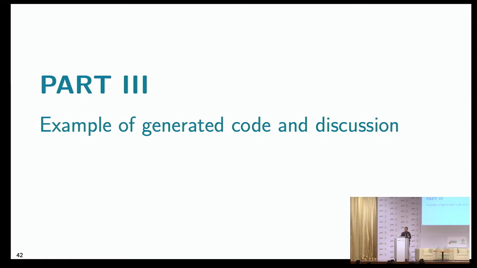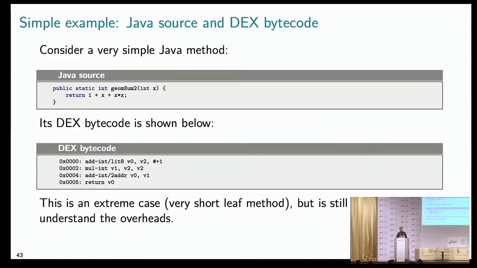So now I'm ready to go into part 3 of the presentation. In this case, I will take a very, very simple Java method. It's just a method taking an integer as input and giving an integer as output, doing a very simple computation. Here you see the bytecode that is generated from this method. You see that the value x is passed in the register v2.